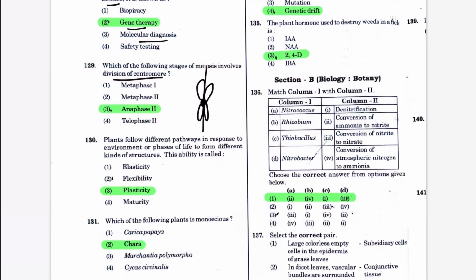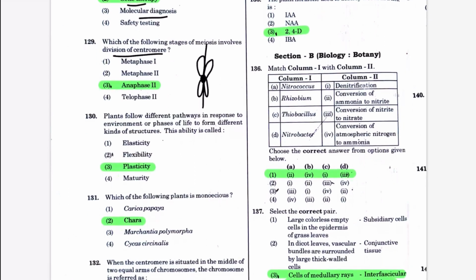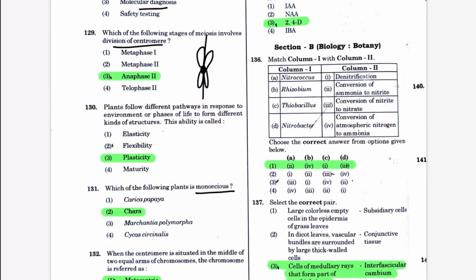Okay, right. So 130, the plants will follow different pathways in response to environment or phases of life to form different kinds of structures, right? So this ability of the plants is called plasticity. Based on the environment, their morphological characters would change. Okay, 131, they are asking which of them are monoecious. We know papaya, marchantia, cycas are all dioecious, whereas chara is a monoecious plant.